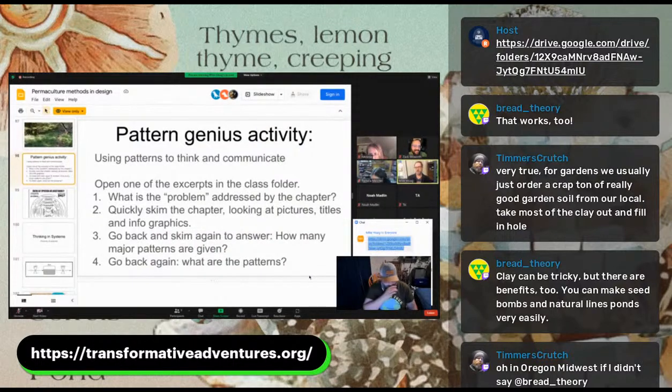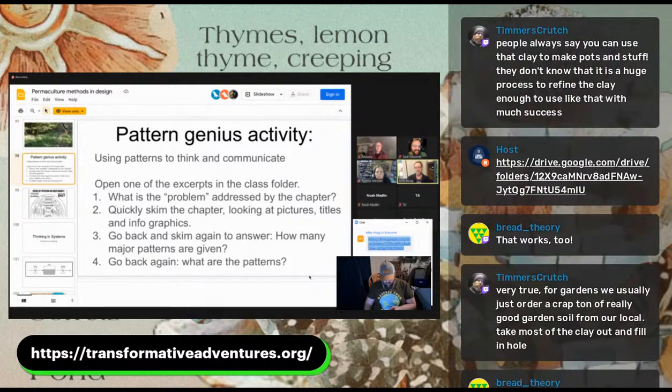What I'd like you to do is pick one. And if you'd like something potentially easier, my book follows Christopher Alexander's pattern language concept much more explicitly than Bill Mollison's work did. He was inspired by it, but he kind of did his own thing too.